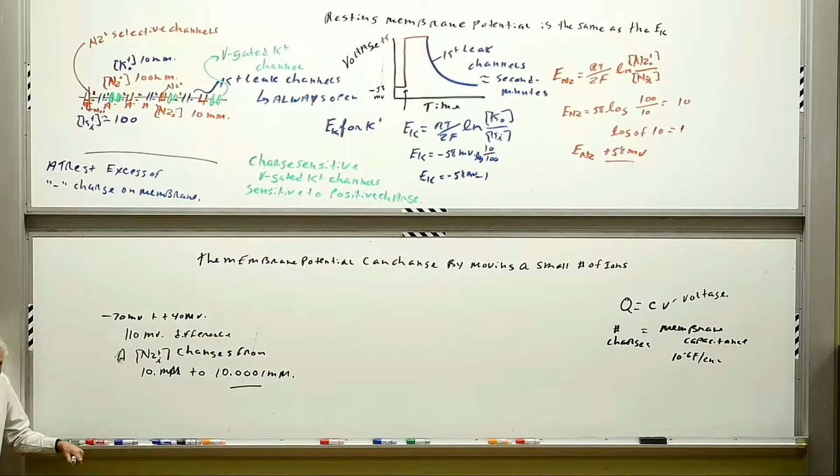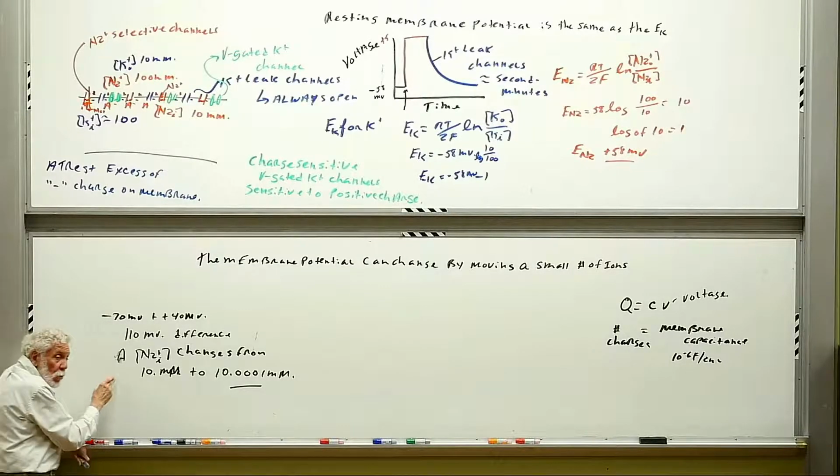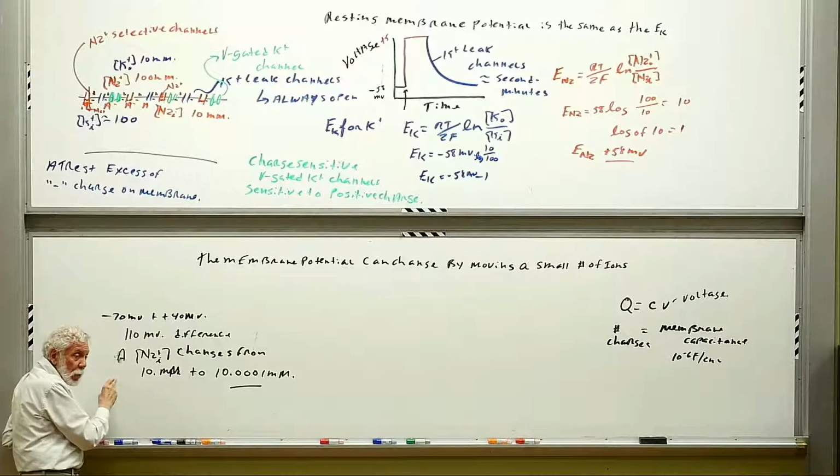What I'm saying here is it doesn't take very many charges, a few million, to change the membrane potential by a whole lot. The other idea that this describes is that the concentration of sodium after an action potential inside the cell has hardly changed at all. Hold on to that idea.